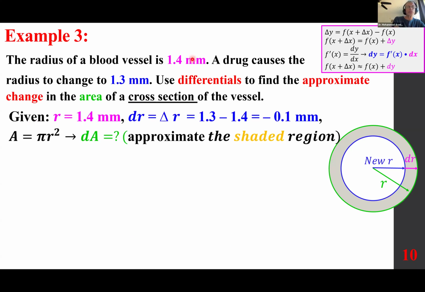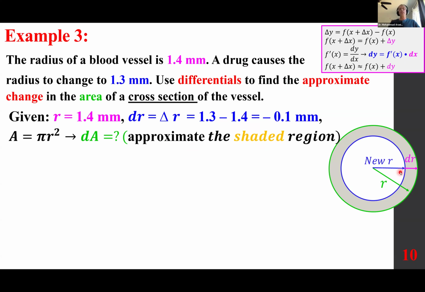So what is given? The radius is 1.4 millimeters. Then the new one is 1.3. Their difference, we call it dr or delta r, is negative 0.1 millimeters. We know the area is pi r squared from algebra and geometry, and we are interested in approximation, and that means find dA. By the way, in calculus, approximation is what differentials mean, because in some instances they may not mention that. If they say just approximate the change, that's what they mean. And so you want to approximate the shaded region.